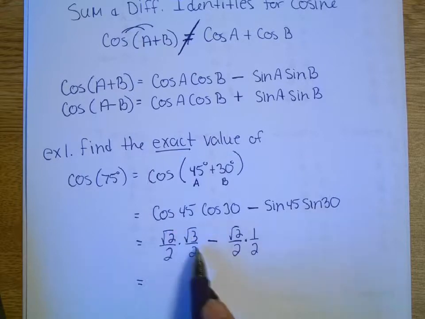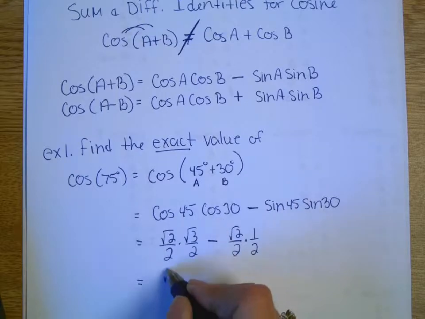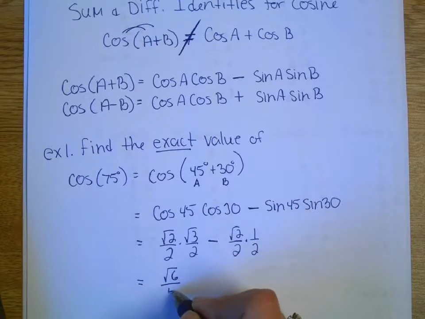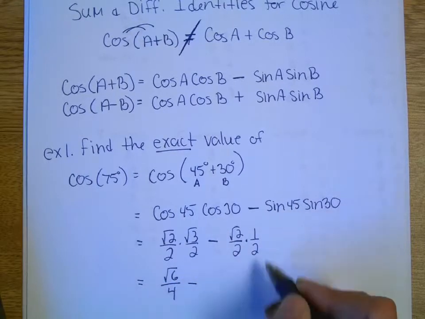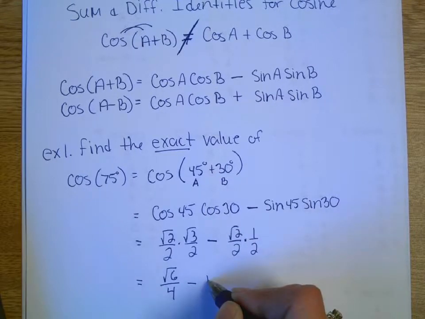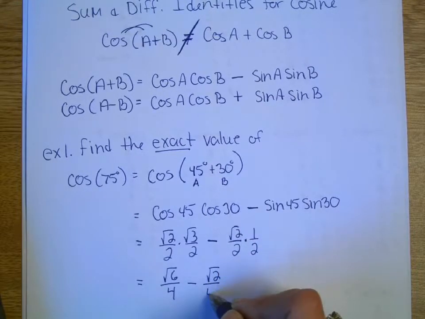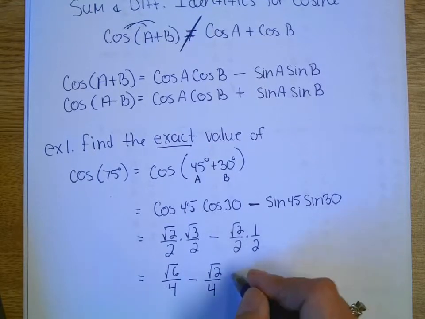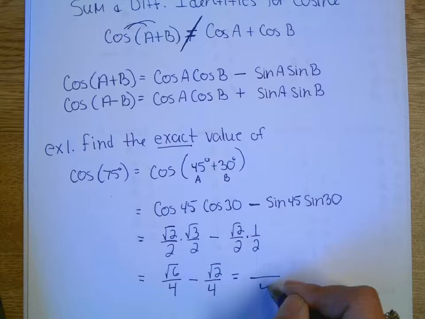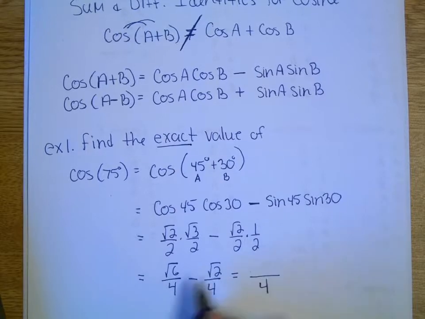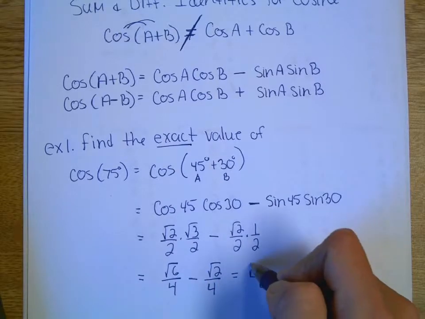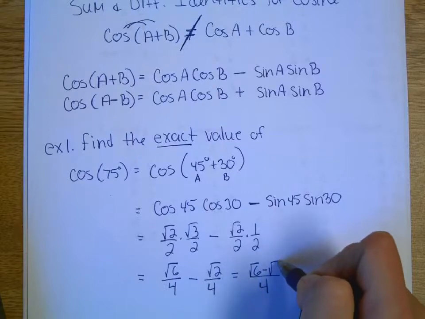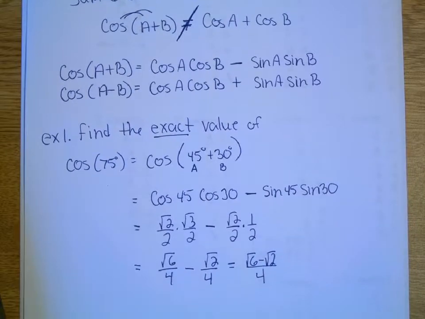Okay, fractions. So you multiply tops, you multiply bottoms. Square root of 6 over 4 minus square root of 2 over 4. Well, that's nice. There's a common denominator there already. You cannot subtract underneath. Square root of 6 minus square root of 2 all over 4.